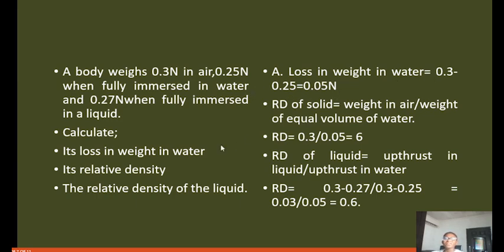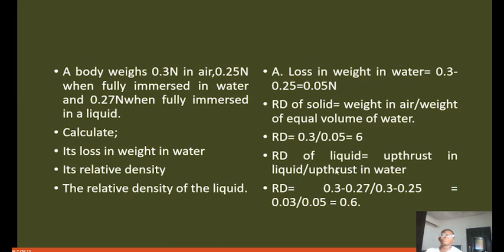So the second thing is the relative density of this body. It's going to be the weight in air divided by the weight of an equal volume of water, which is 0.3 divided by 0.05, which is 6, and that is the relative density. Because density and density are the same unit, that's why relative density does not have a unit.